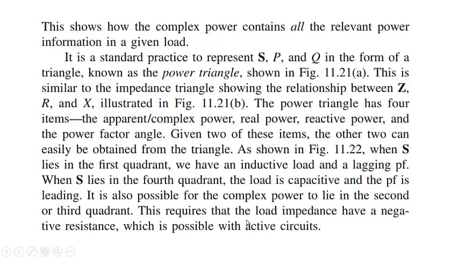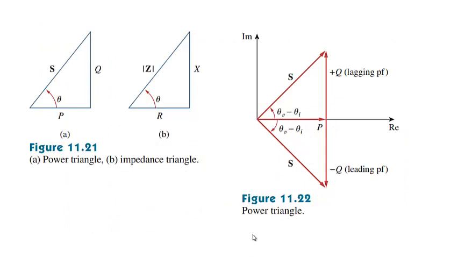That means in that case, this real power has to be supplied back to the source, or we have a negative resistance, which is only possible in the case of active circuits. You don't have to go there. For the time being, just assume that we have the complex power lying in only 2 quadrants, first and fourth. First quadrant: power factor will be lagging, inductive loads. Fourth quadrant: power factor will be leading, capacitive load.